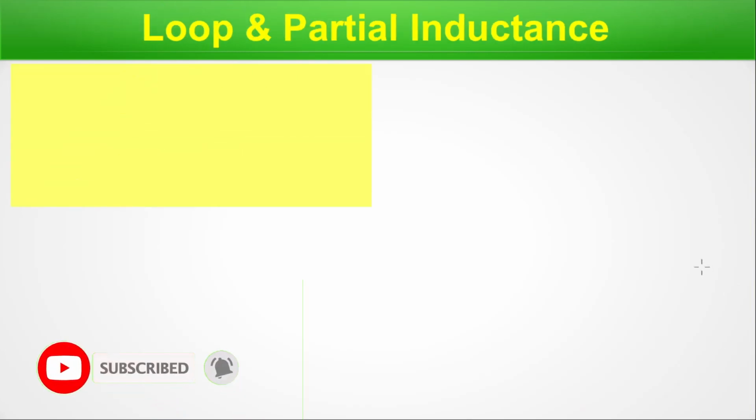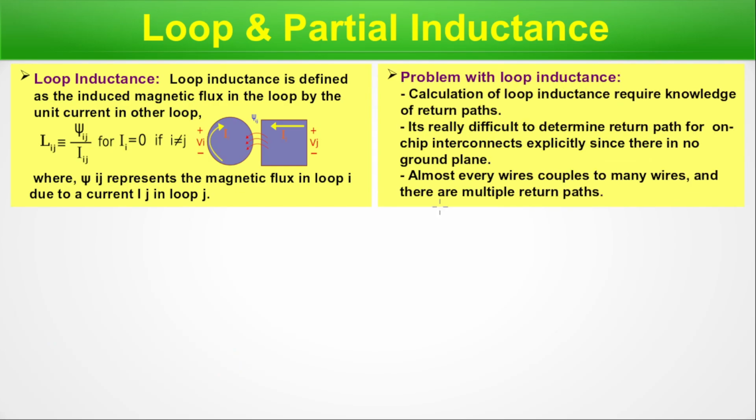Loop and partial inductance. Loop inductance is defined as the magnetic flux induced in a loop by unit current in another loop. This is the J loop, where current Ij is flowing. The flow of current in this J loop induces a magnetic flux in this I loop, where current I is flowing. So L is the induced loop inductance from one loop to another. This is the loop inductance, where psi ij represents the magnetic flux in loop I due to current Ij in loop J.